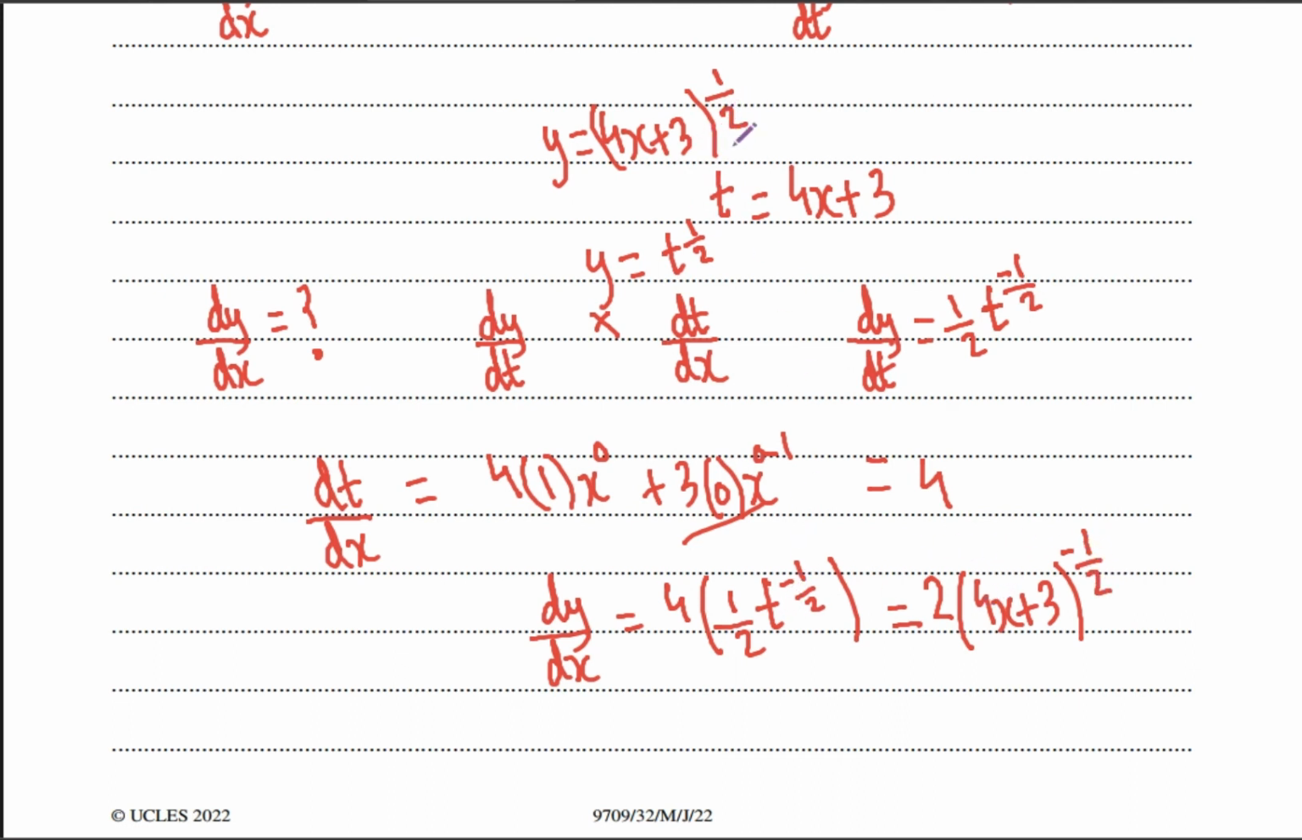We would have no idea how to do this, but as soon as we let t equal 4x plus 3, we take the derivative of t with respect to x, we get just 4 right here. And we take the derivative of y with respect to t, and we get a half times t to the power negative a half. Multiply them together, you end up getting 4 times a half times t to the power negative a half. 4 divided by 2 is just 2. And we already know what t is. t is 4x plus 3. Put 4x plus 3 back in, and the negative a half power, and that's the derivative. Alright, let's do one final example.